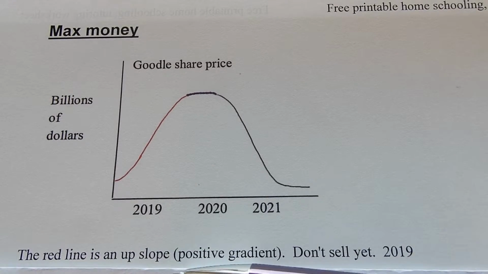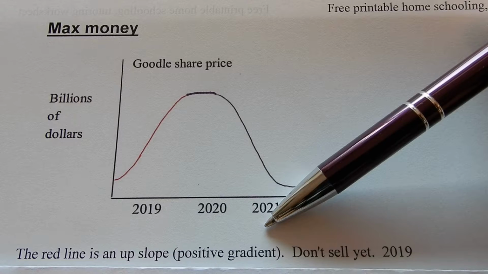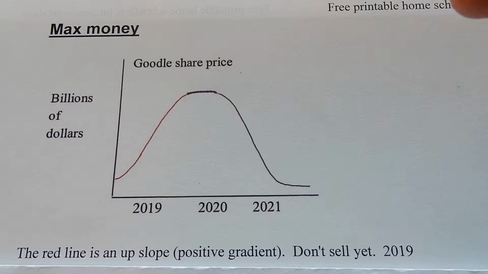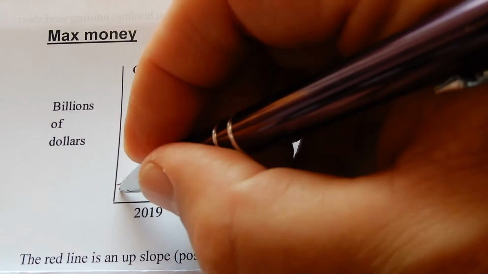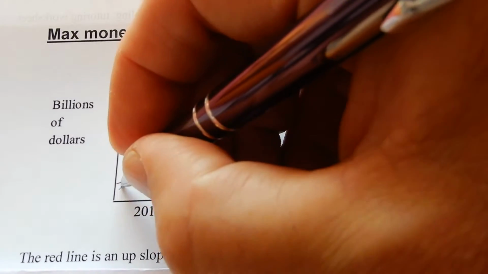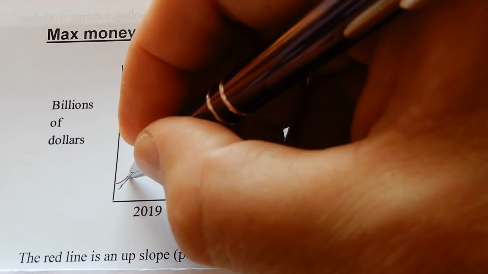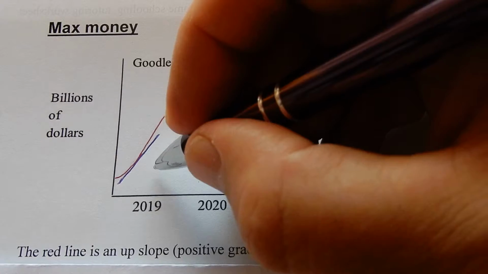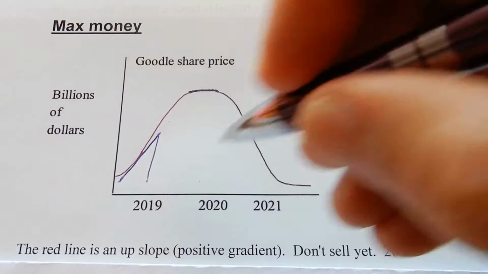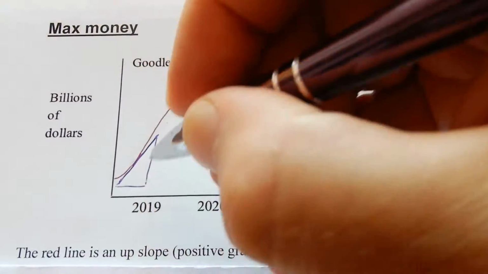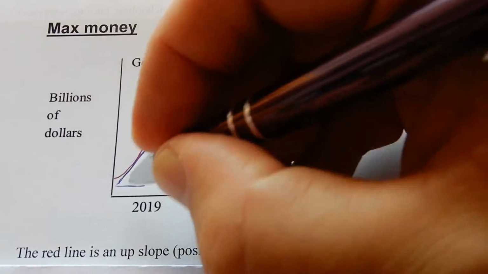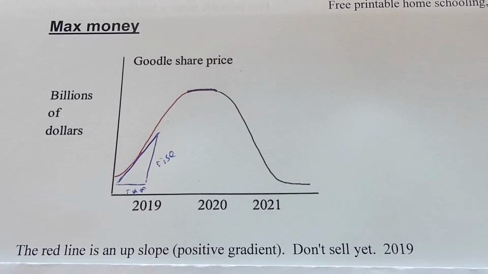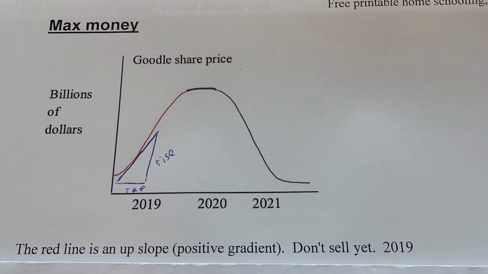The red line is the upslope, the positive gradient. Don't sell yet. 2019, don't sell. It's a positive gradient because it's going up. There's the gradient. Rise divided by run. Rise over run gives you a positive number, because the rise is positive.